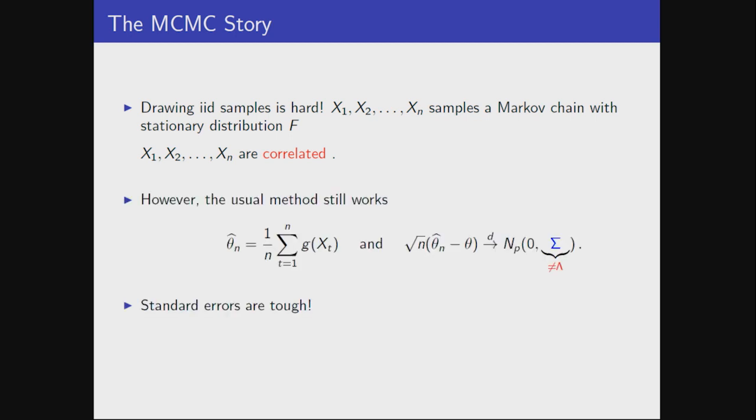Okay, but the usual thing actually still does work. So you can still estimate theta by the, whoops, that's a typo. That shouldn't be a G. That should be just X. You can still estimate theta by the sample mean. And you also may have a CLT. In many situations, you do have a CLT. But the covariance matrix here is no longer lambda. It is sigma, which is different from lambda because you have the correlation in the samples. So the variance of the sum is no longer the sum of the variances because you don't have IID sampling, right? And estimating this guy is hard.